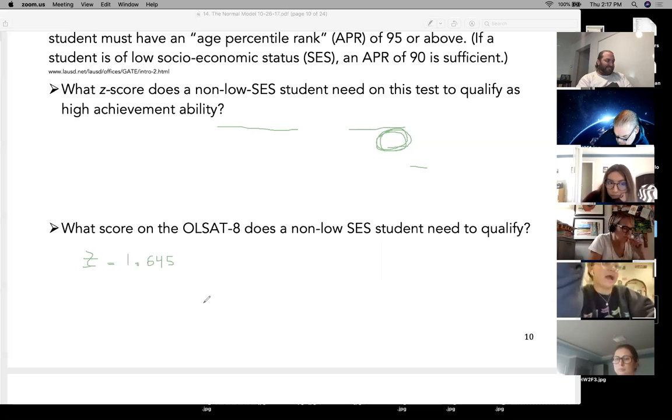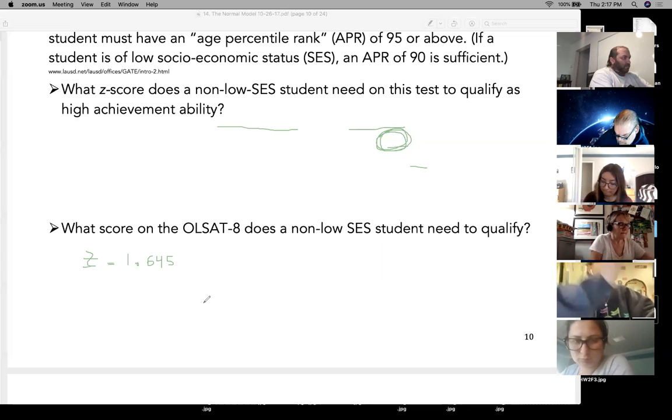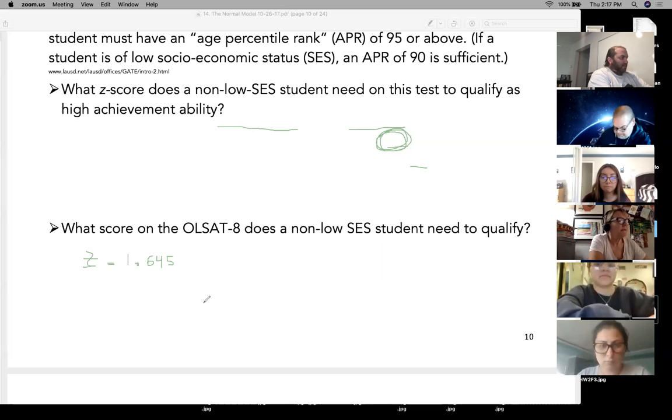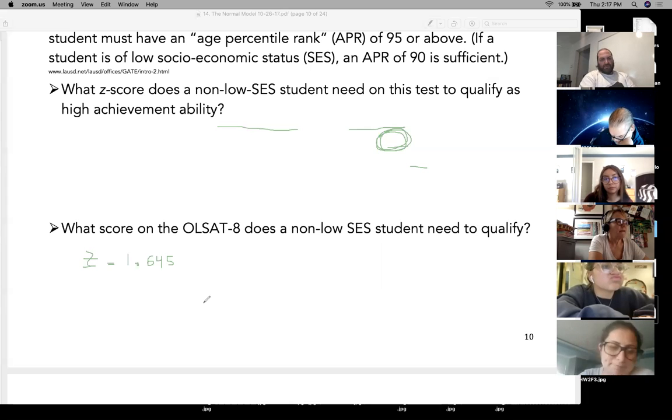We have to go back. This test has a mean of 100. Is it 0.78? No, where are you getting that from?